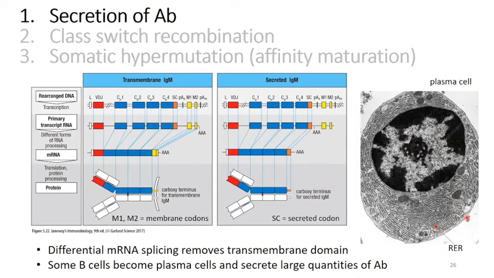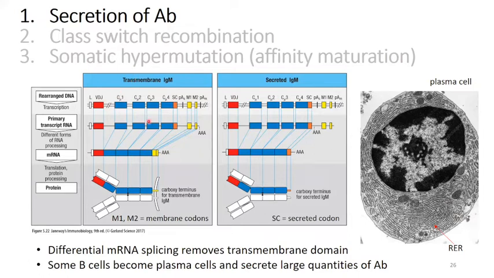So the secretion is very easily achieved. It's achieved by a process of differential splicing. So when you have the rearranged gene, this is the rearranged gene. It has, you can see the VDJ over here, but the constant segments are upstream of two membrane transmembrane domains.